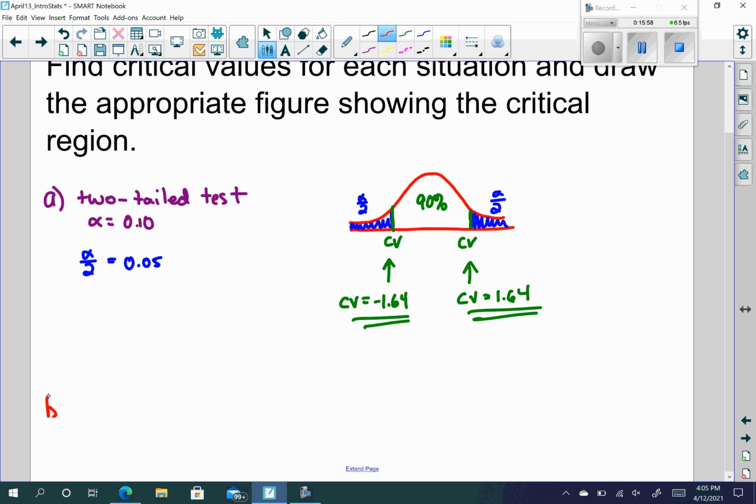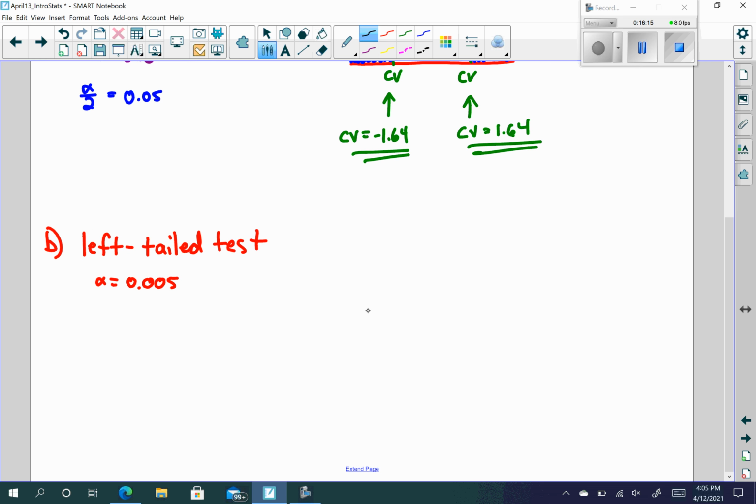All right, let's take a look at example B. This is for a left tail test where alpha is 0.005. So that means we're shading this region over here. We would have a critical value right here. So this is really 0.5%. So that means everything over here would be 99.5%, because this is alpha all right here.